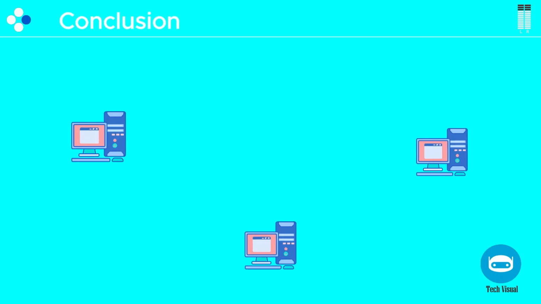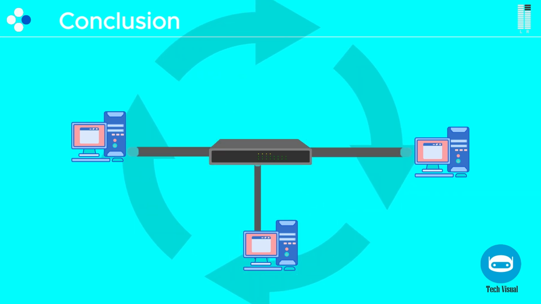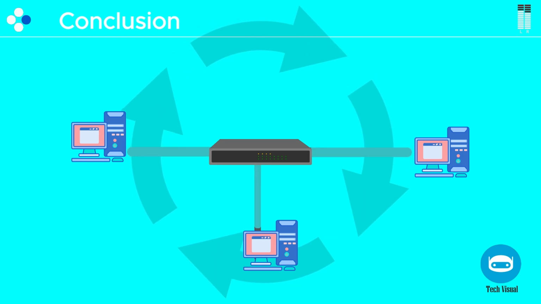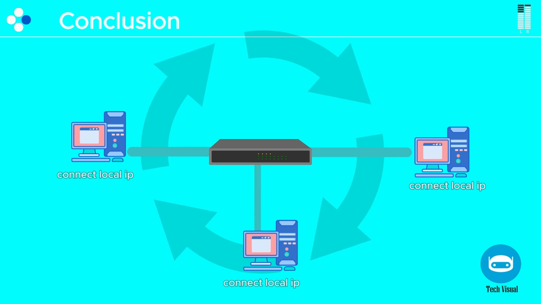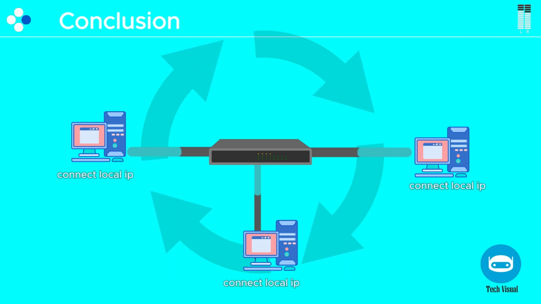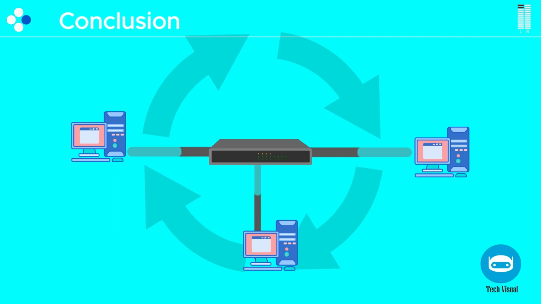Conclusion. When the router fails, computers on the same local network can still communicate directly using their previously assigned IP addresses. However, they will lose internet access and other network services provided by the router. Replacing or repairing the router is necessary to restore full network functionality.